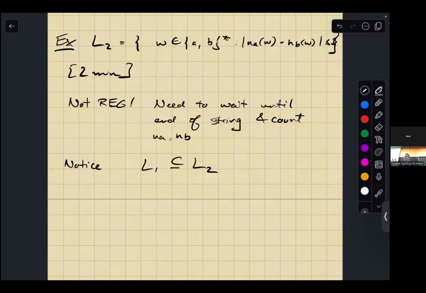So does it kind of make sense though, why you have to wait until the end of the string? Yeah? Okay, good. So now we need to show that this is not regular. And so to do that, let's just use the pumping lemma for regular languages.